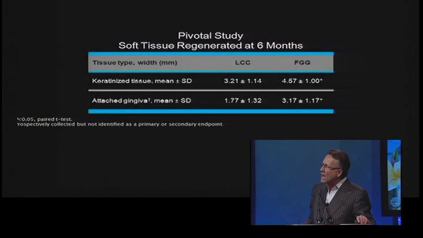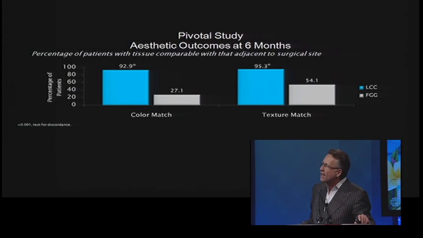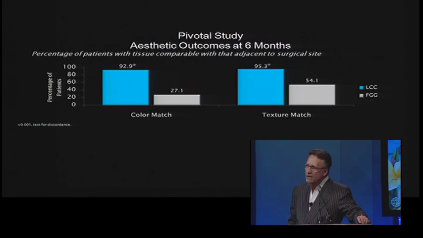So in the pivotal trial, with our techniques improved, we moved from 2.5 millimeters of keratinized tissue in the pilot to a mean of 3.21 millimeters of keratinized tissue in the pivotal. And how much keratinized tissue do you need? I think that's probably enough. And again, our aesthetic outcomes were highly in favor of LCC, both in color and texture, because it's not a graft.